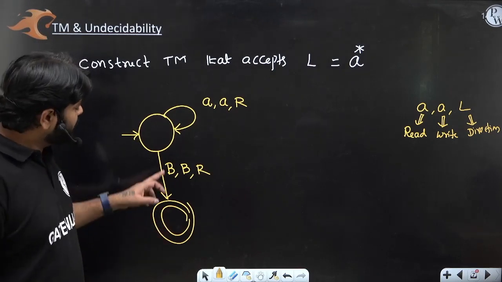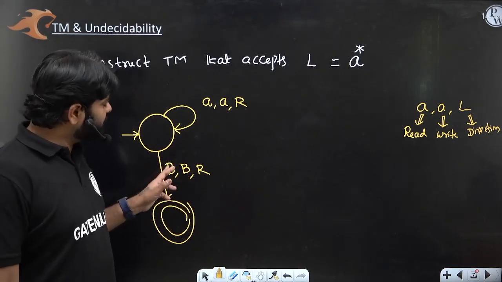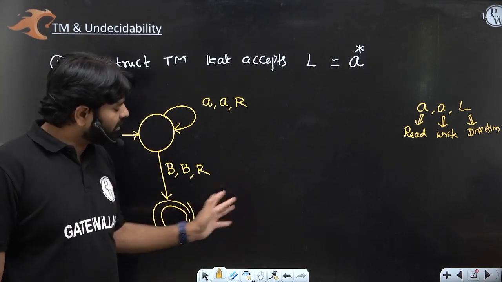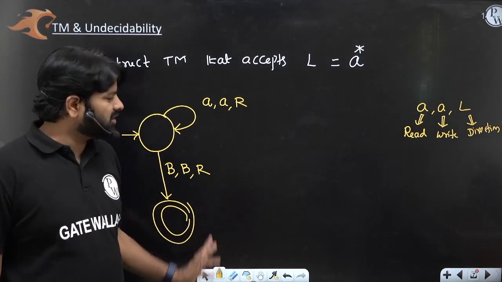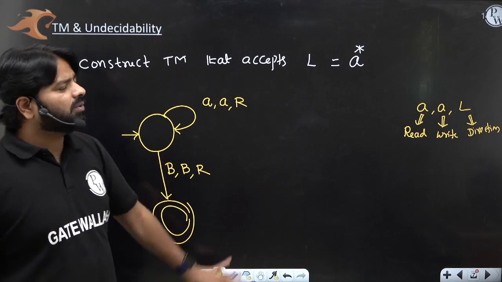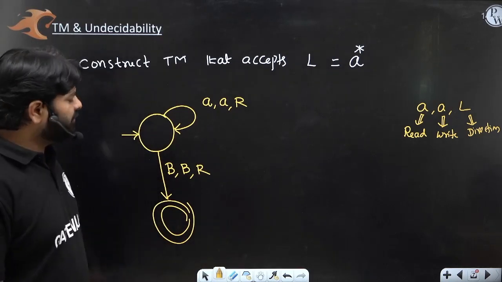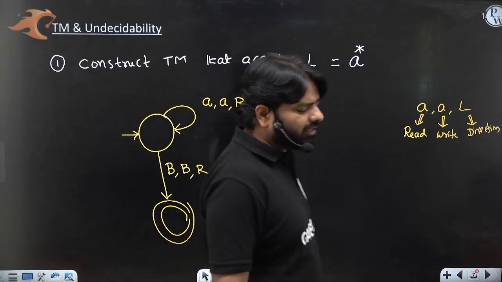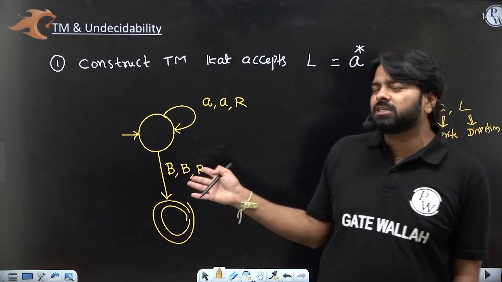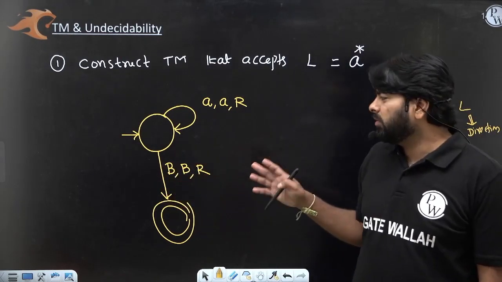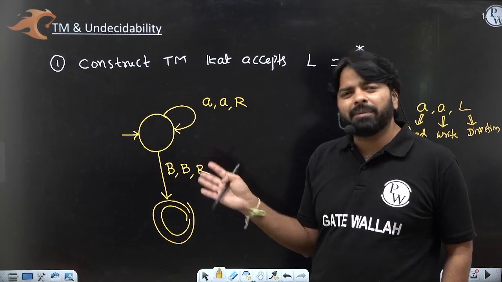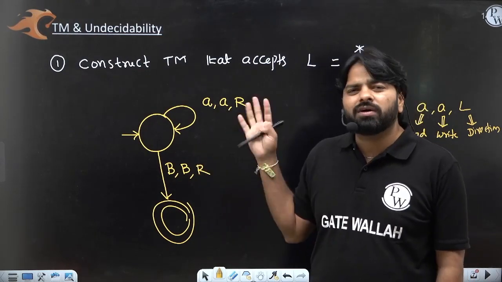But remember, this B is very special, and once this B comes, you're going to halt, because there are no transitions here. Okay, this is how you design a Turing machine. If you don't want to use the blanks, you know that the head is only reading the input symbols, it's always moving forward, never backward.